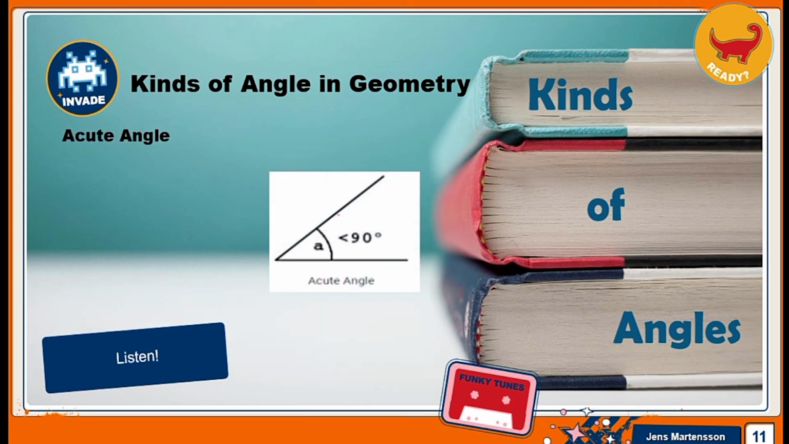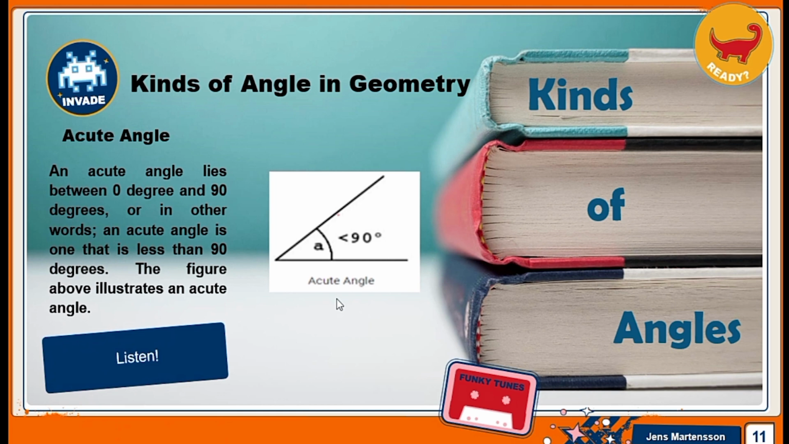So let's move on to the next, which is acute angle. This is the illustration of acute angle. The pictures, the image is not mine. No copyright intended. So let's go back. This is the illustration of acute angle. Obviously, an acute angle lies between 0 degrees and 90 degrees. In other words, an acute angle is one that is less than 90 degrees. So not more than or greater than 90 degrees, but less than 90 degrees. That is called acute angle.